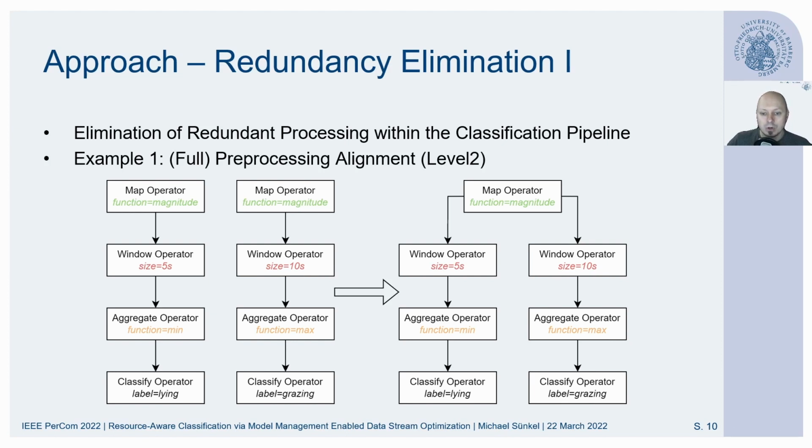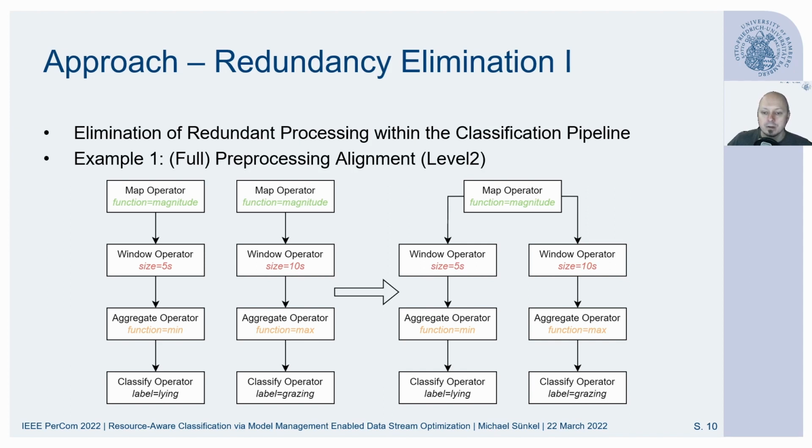There are 2 models within the model set, and the details of the processing pipelines are depicted there. The result of the redundancy elimination step is a single merged operator graph. And you can see here that only the pre-processing could be reduced by merging the 2 map operators in the pre-processing steps of the 2 models.